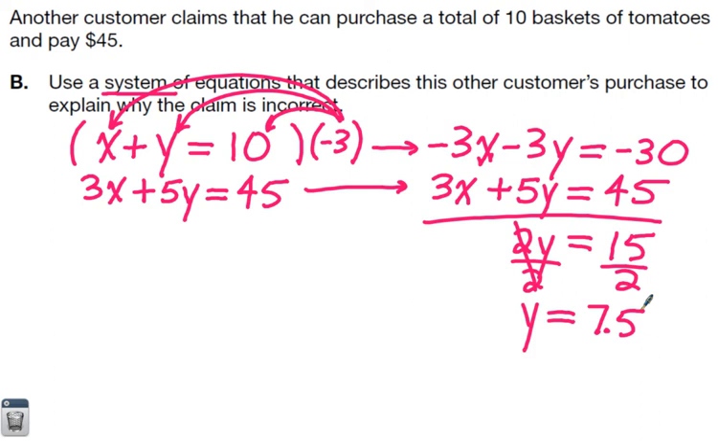Okay, so that's how you're going to explain it. Maybe write a little paragraph about how, solving the system, I ended up with a solution that described purchasing 7.5 large baskets, which is a direct conflict with the directions, and that statement that you're only allowed to purchase a whole number of baskets, and therefore this claim by this customer is incorrect. You've got to write that pretty clearly, pretty thoroughly. Okay.